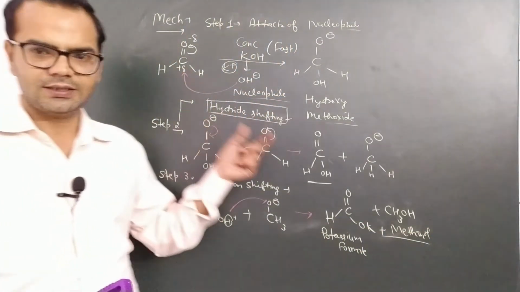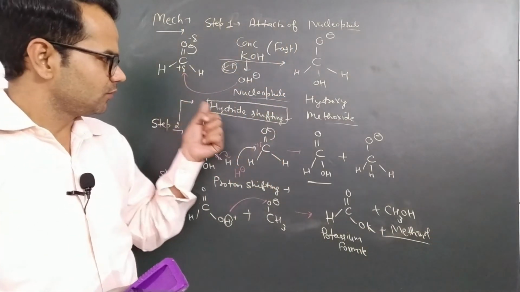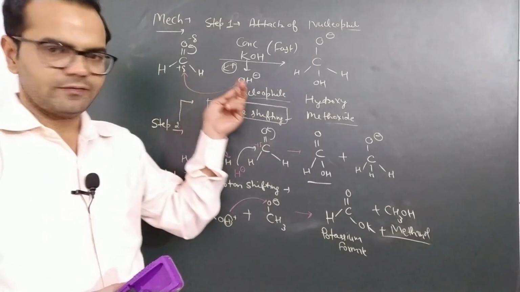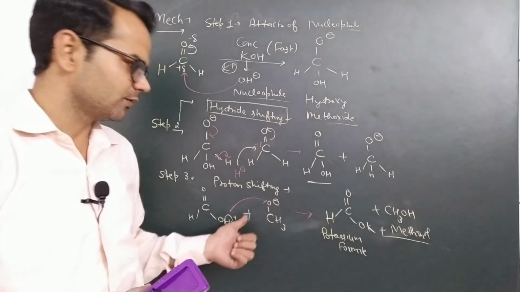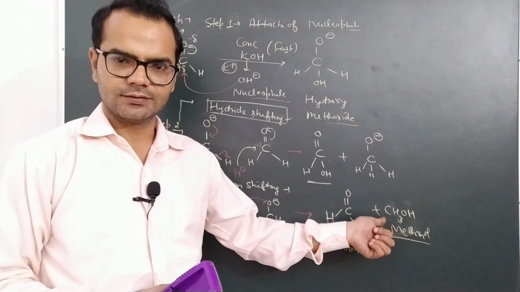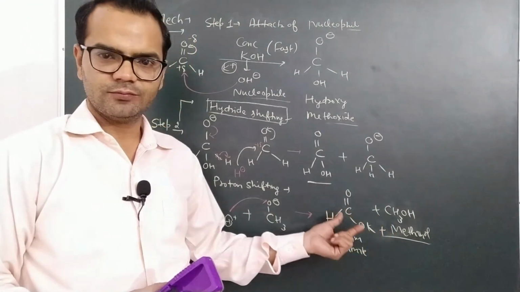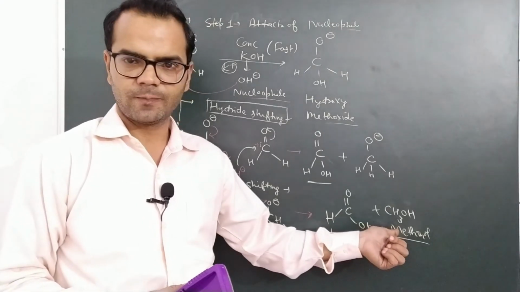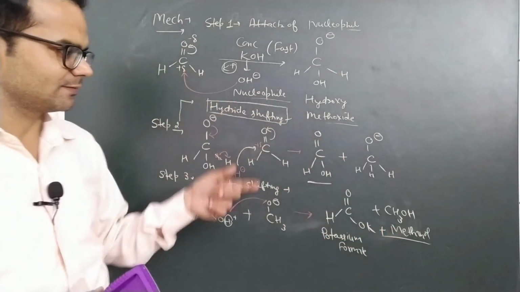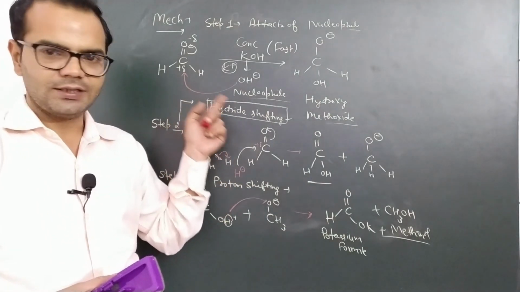So by this mechanism, of two aldehyde molecules which do not have alpha hydrogen, one undergoes oxidation and one undergoes reduction. Actually acid is never formed, potassium salt is formed. So this is potassium formate and this is methanol. This is the detailed explanation of Cannizzaro reaction.